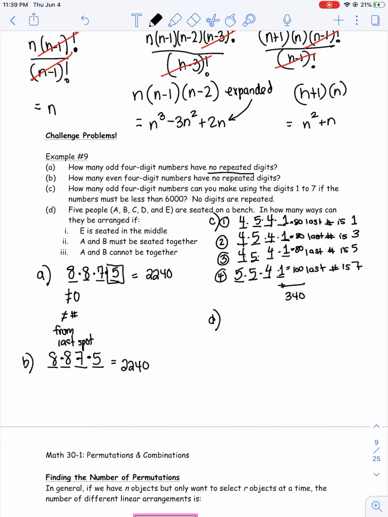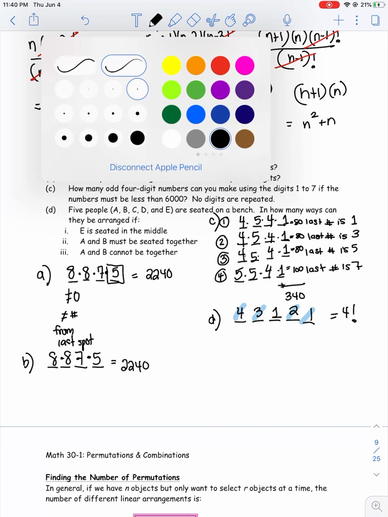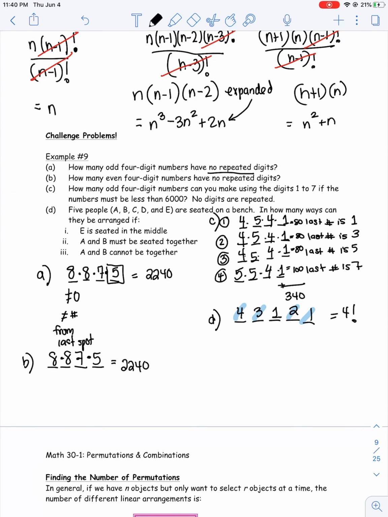Question D, it says 5 people are seated on a bench, and how many ways can they be seated if E is in the middle? Well, if E is in the middle, we have one choice for that middle spot. And then the remaining people, it really doesn't matter. So it's 4, 3, 2, 1 around that middle person. So we just have the answer of 4 factorial because there's 4, 3, 2, 1 multiplied, which is 4 factorial. And then multiplying that answer by 1 doesn't change the answer. So that's going to equal 24 if we multiply.